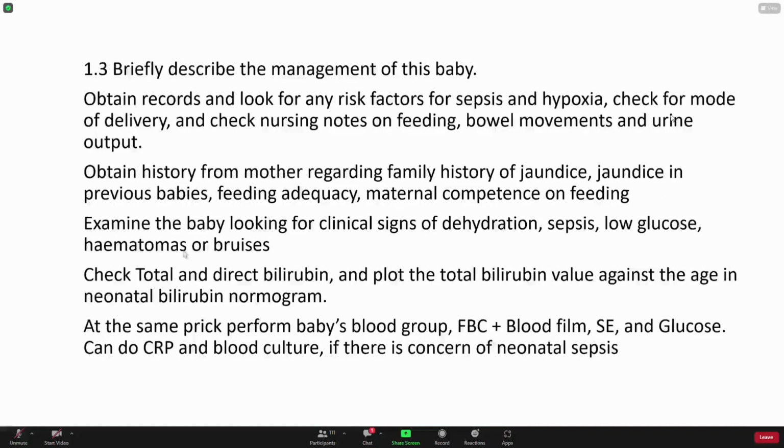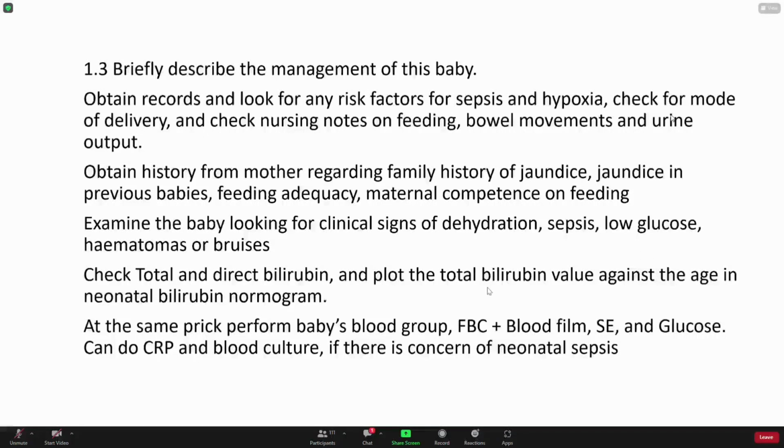Then examining the baby is important. Look for clinical signs of dehydration, sepsis, low glucose, hematoma, or bruises. Because if there's a hematoma or something, that can again exaggerate the jaundice, because in these places there is going to be an increased amount of hemolysis, right? Then the most important aspect is this: check the total and direct bilirubin, right? And plot the total bilirubin value.